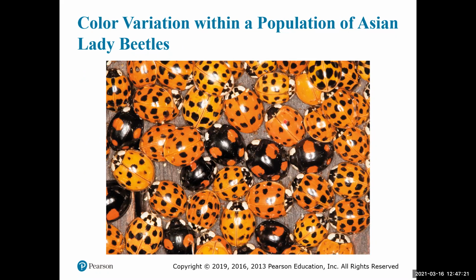And so here's a population of Asian lady beetles where you can see a considerable amount of variation in not only coloration, so completely red versus completely black with red spots or black spots or reddish orange, but also variation in the size of those spots and the number of those spots, whether it's on the completely black shell or the completely yellow orange shell. So lots of variation in this population of lady beetles.